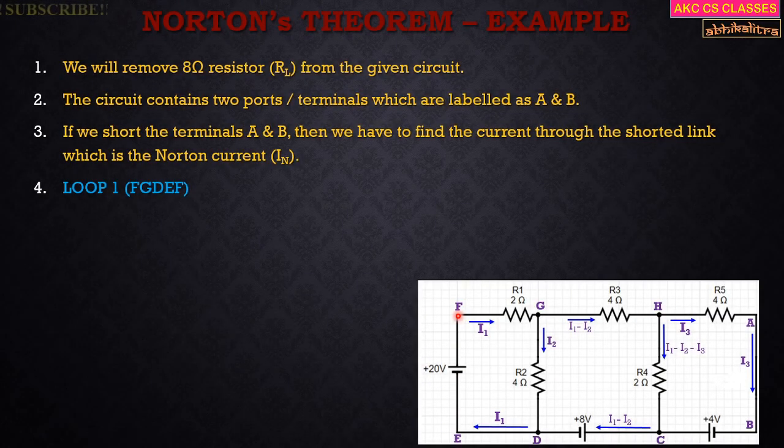So starting with F, I am moving from F to G, and the current is also moving in the same direction. That means there will be a drop in IR. So what is I? I is I1 and R is 2 ohm. So it will be minus 2 I1. So the drop will be minus 2 I1. So from G to D, I encounter a resistor. The resistor value is 4 ohm and the current is I2. I'm moving from G to D and the current is also moving in the same direction. Again, there will be a drop of IR.